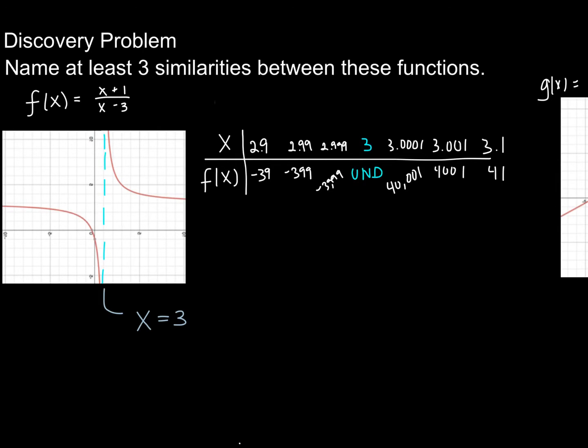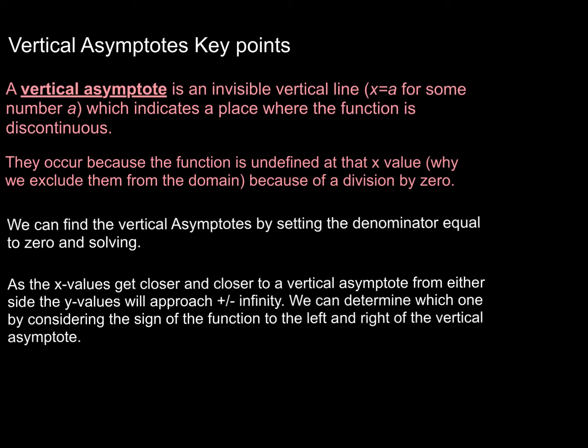All right, let's go ahead and capture some of these definitions and things that we've talked about in our notes. Okay, so here's what a vertical asymptote is. A vertical asymptote is an invisible vertical line that we can write as x equals a, meaning it'll be through that point x equals a, so it'll be vertical, for some number a, which indicates a place where the function is discontinuous. We've talked about this before. It's undefined at that point, and so it can never cross that line.